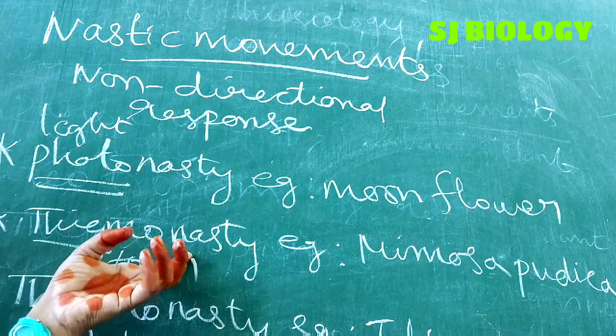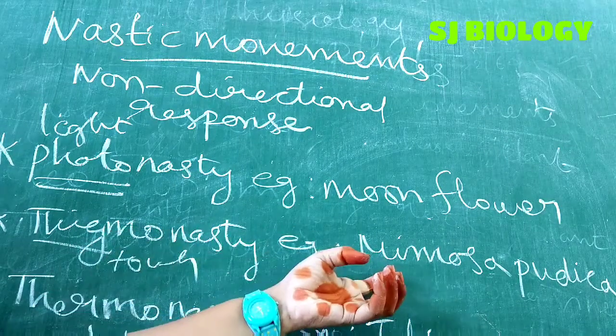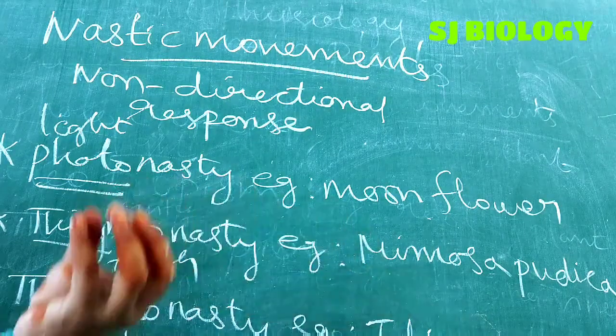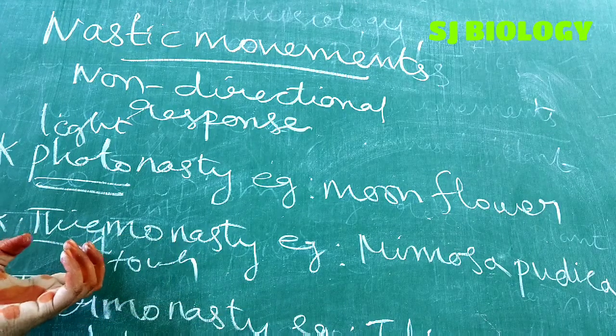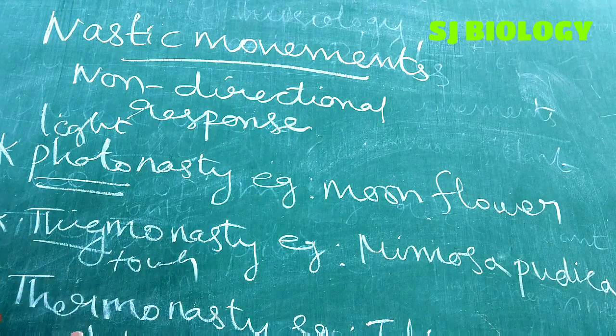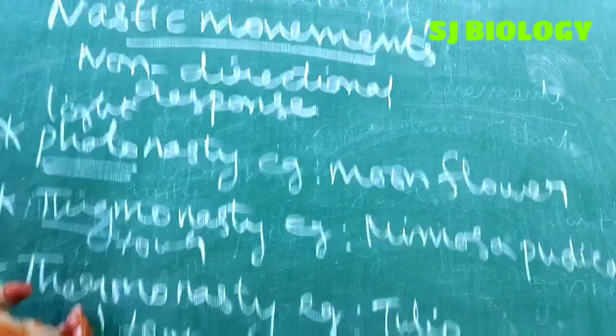And thigmonasty is the touch-me-not plant, that is Mimosa pudica. Once we touch it, automatically it droops, no, when you touch it. So it is also known as seismonasty. Okay, and then thermonasty, a tulip flower is an example.